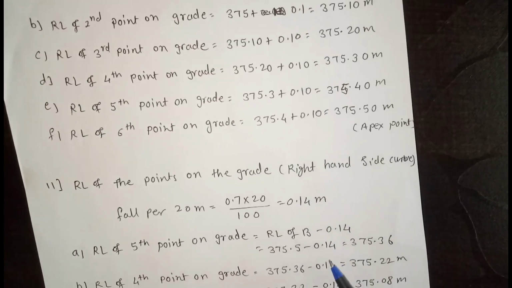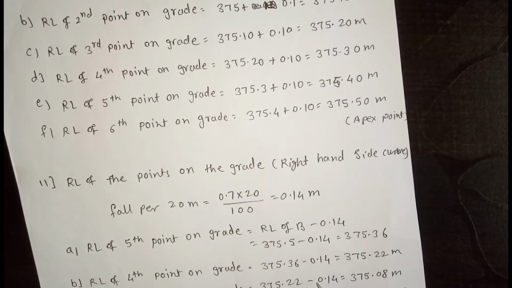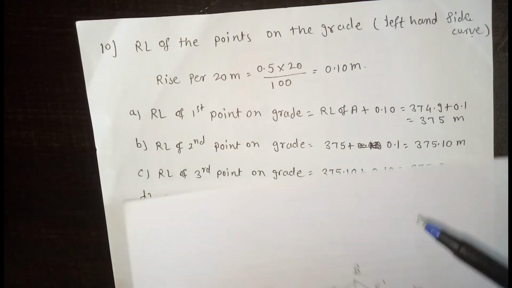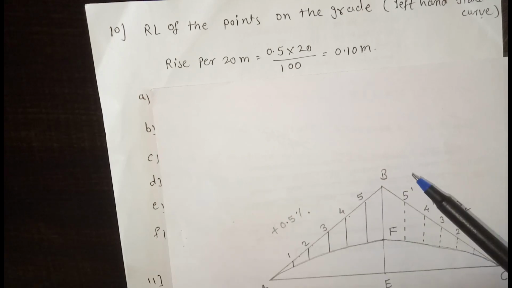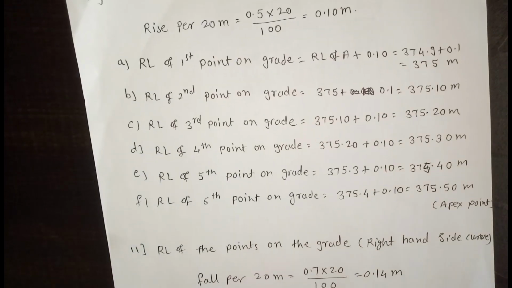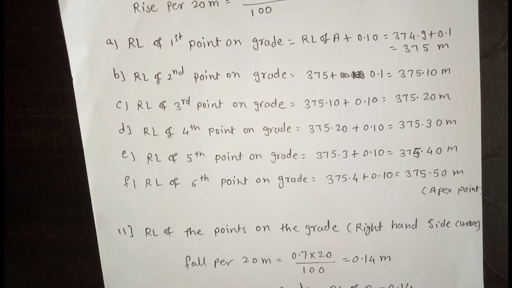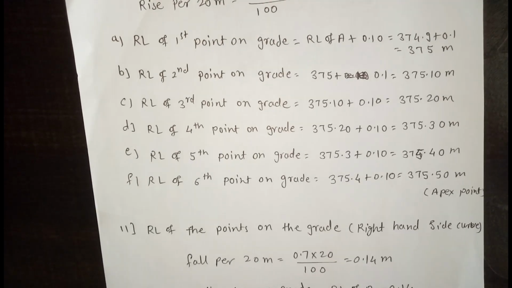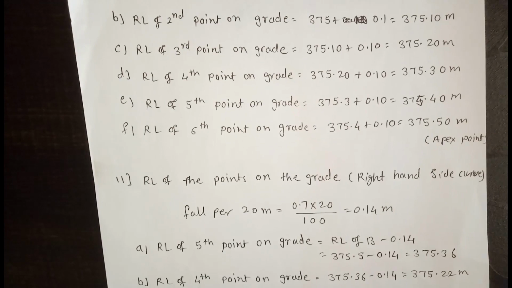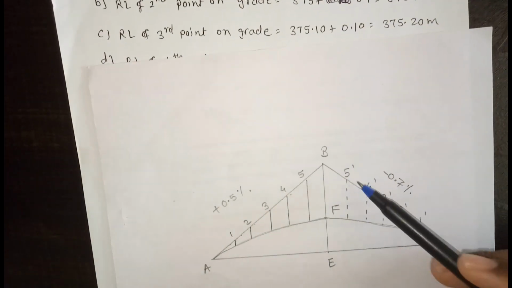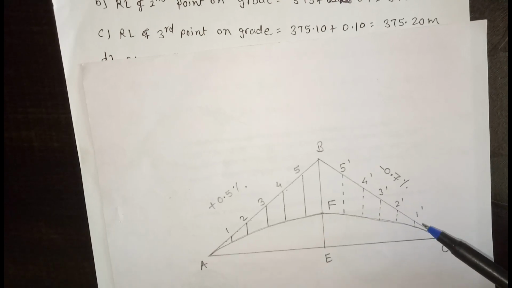Now here we have to subtract 0.14 meter from all the points, because this grade is going downward. Here we added the correction because that grade is going upward. The RL of the 5th point on the grade: we have to start in decreasing order, that means from here. So 5, 4, 3, 2, 1.